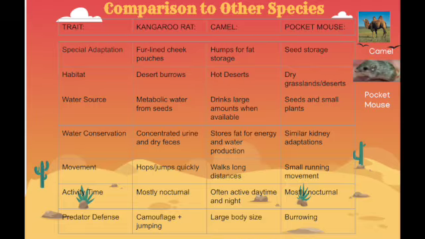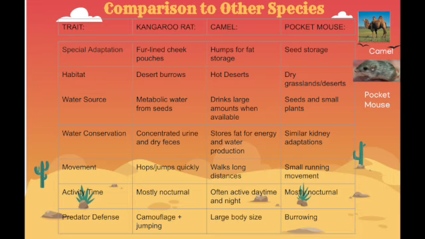Camels store fat in their humps, which can later help with energy and water production. Kangaroo rats instead rely heavily on metabolic water and specialized kidneys. Pocket mice share similar kidney adaptations and nocturnal behavior because they are closely related. This comparison demonstrates how organisms evolve different strategies to survive similar environmental pressures.